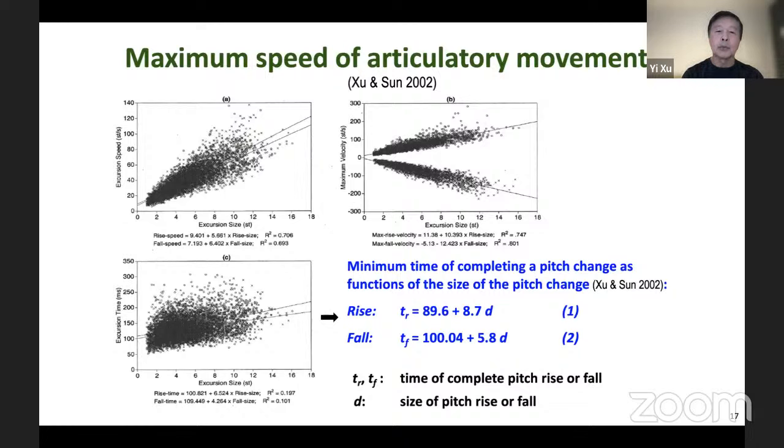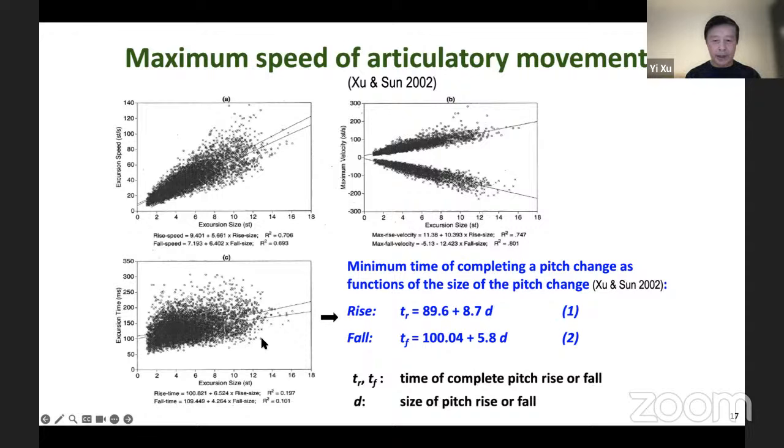And this is a study we did and published in 2002, where we asked people to change pitch as quickly as possible by saying, mala, mala, mala. And then we measured how fast they can change pitch under pressure. And these three plots are plots of slope and peak velocity and the excursion size. Although this one is the least linear, you can still derive some rough equations based on this.